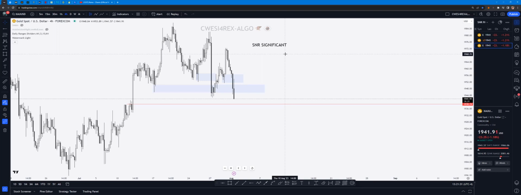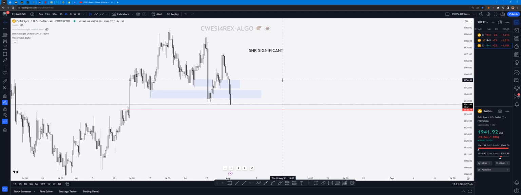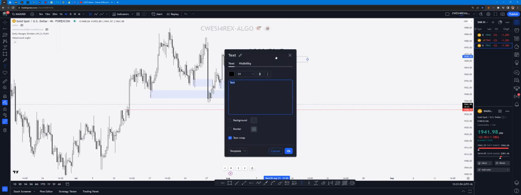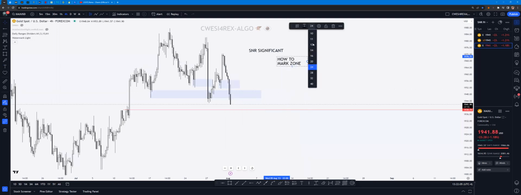So you just do as I've shown you right now. You have to write them inside your book. Like right now I said SNR significance, so you have to have a note on it, make it note 3 or lesson 3, based on the topic. And you have your topic, how to mark the zone. How to mark zones. So that's more like a subtopic under SNR significance.